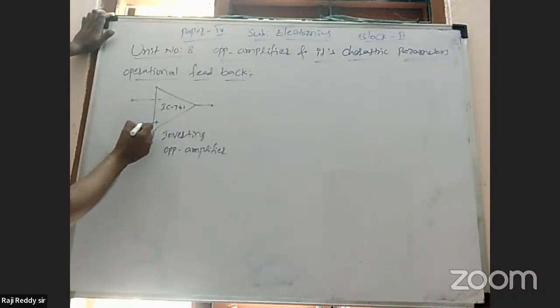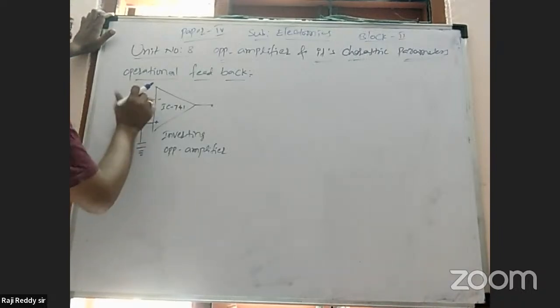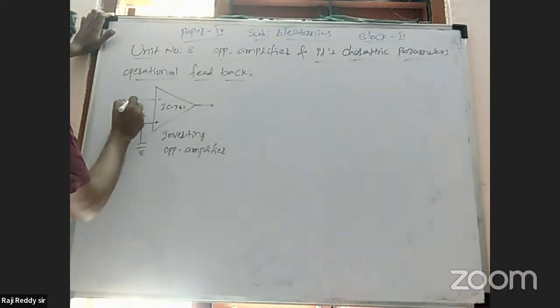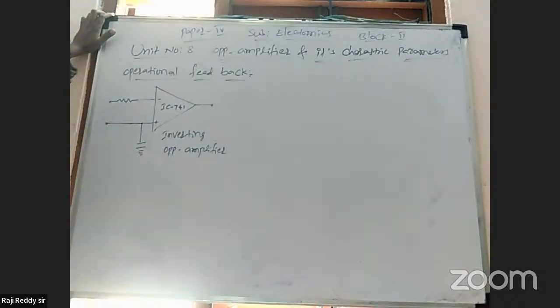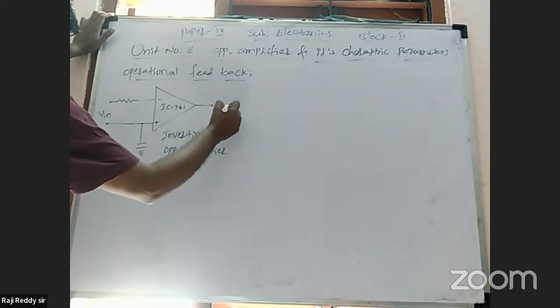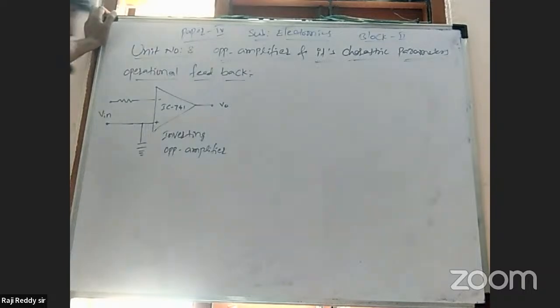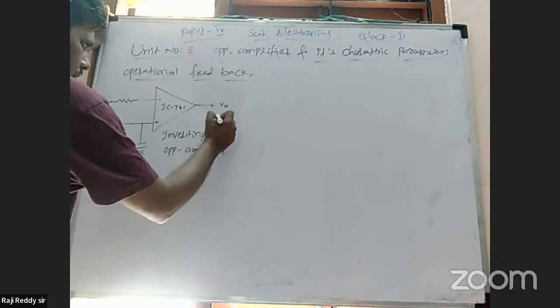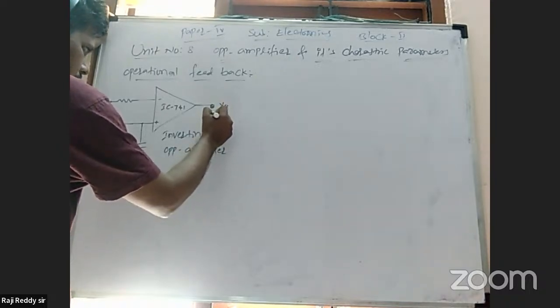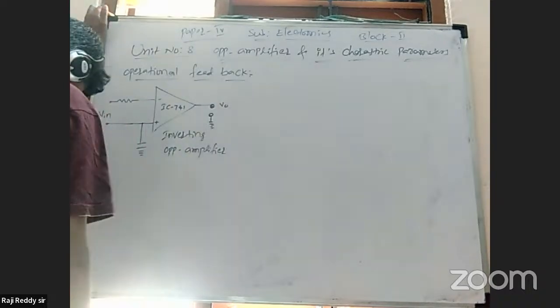One input terminal, the other input terminal. To this input terminal, an input resistance is connected. Input voltage V in, output voltage V out. Voltage is always measured between two points: one is the positive terminal, the other is the negative, which you can take as ground. Between these two pins you can find the voltage.